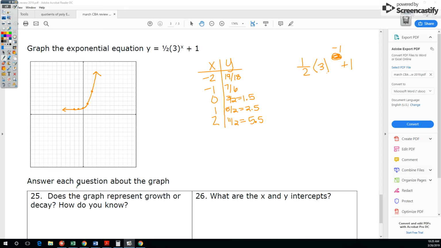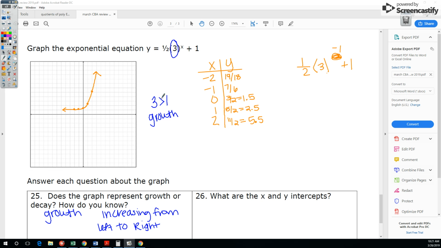Okay, so number 5 says, does the graph represent growth or decay? How do you know? So since this graph is increasing from left to right, it is going to be growth. I'm increasing from left to right. Another thing that can tell me it's growth is this 3 right here, that my value of 3 is greater than 1, and that's another reason why it's growth.